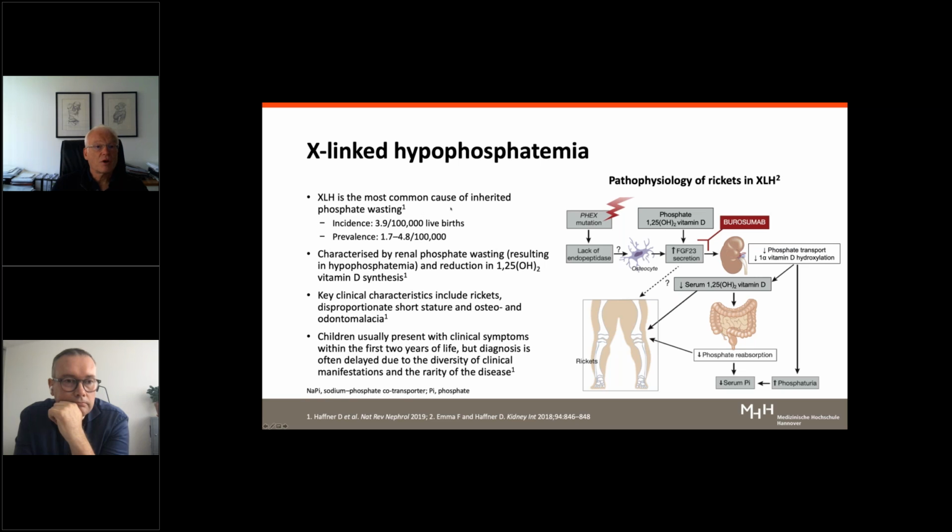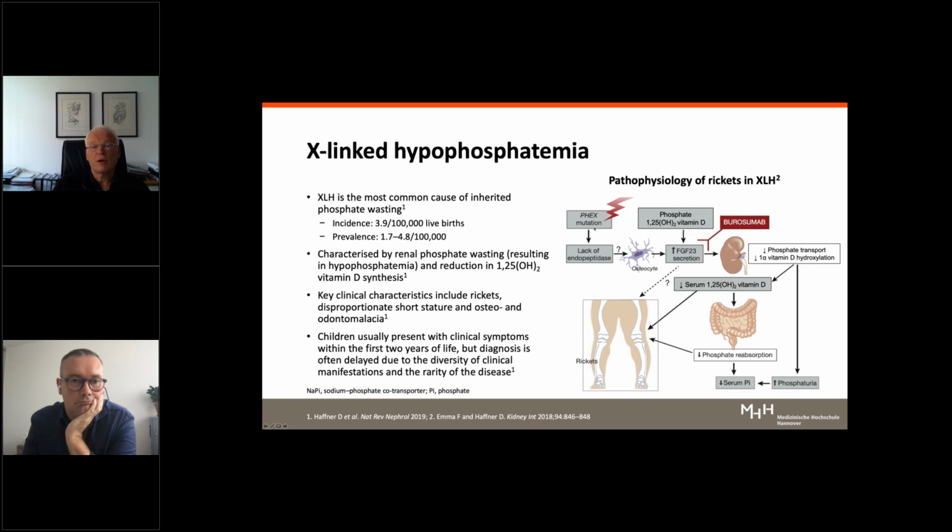So XLH is the most common cause of inherited phosphate wasting. It's characterized by renal phosphate wasting, resulting in hypophosphatemia and reduced 1,25 synthesis. A key characteristic, like in other kinds of rickets, is rickets, disproportionate short stature, osteomalacia, and odontomalacia, because the gene is also expressed in the teeth. Patients usually present with first symptoms within the first 2 years of life, but diagnosis may be delayed due to the diversity of clinical manifestations and the rarity of the disease.